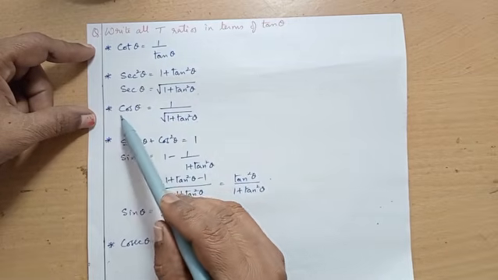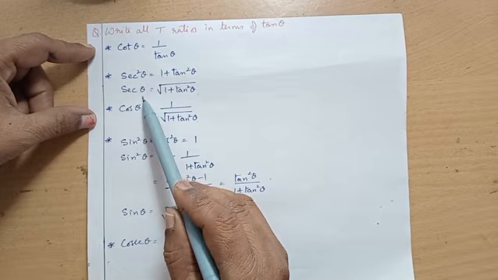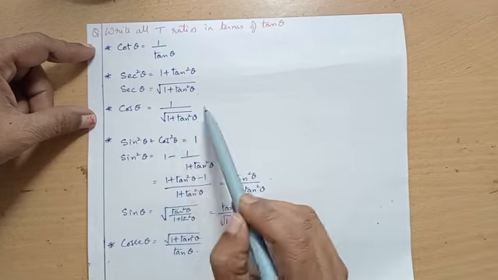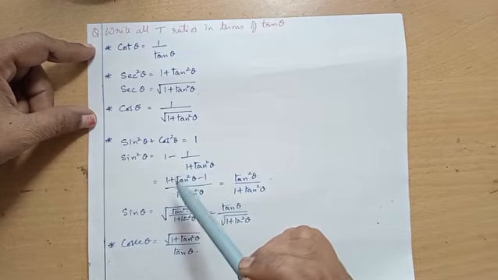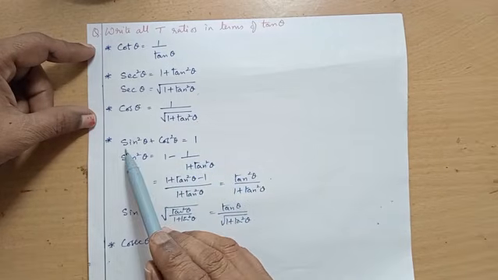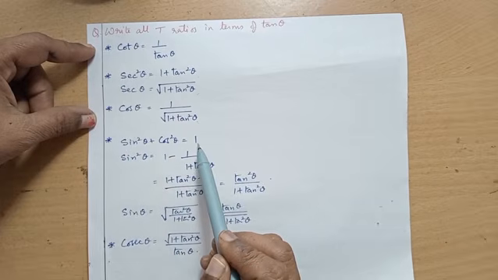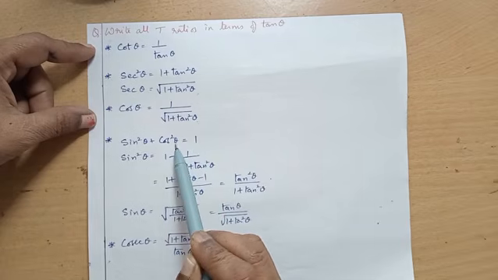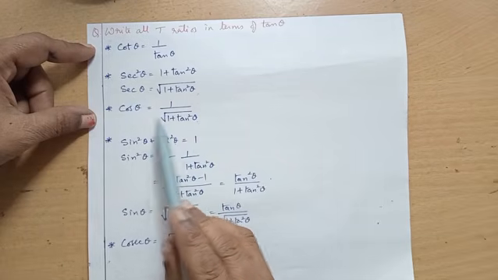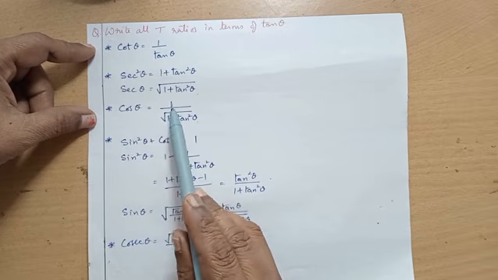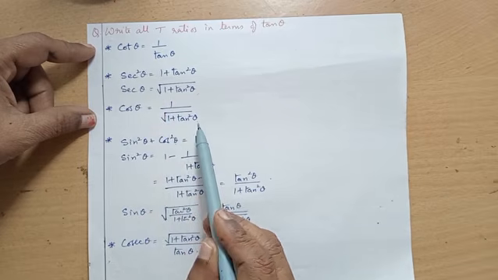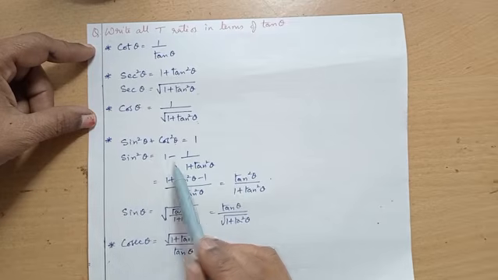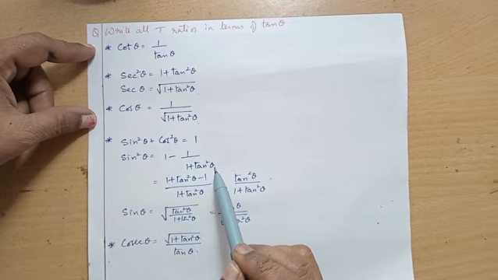And we know that cos theta and secant theta are inverse to each other. Hence, cos theta is equal to 1 by square root of 1 plus tan square theta. We know that sin square theta plus cos square theta is equal to 1. Hence, sin square theta is equal to 1 minus cos square theta. Cos theta is this and cos square theta becomes 1 by 1 plus tan square theta. Hence, sin square theta is equal to 1 minus 1 by 1 plus tan square theta.